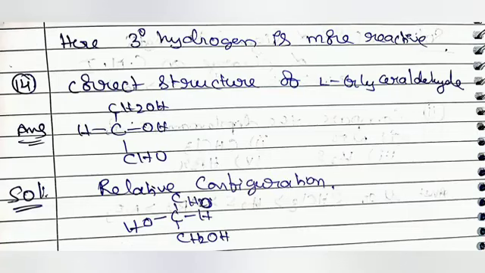Next one, based on relative configuration, correct structure of L-glyceraldehyde. Capital L, if CH2OH is at the bottom, if OH is on the left hand side, then it is said to be capital L glyceraldehyde. Here they have given the inverted configurations where CHO is at the bottom. So be careful while answering this type of questions.